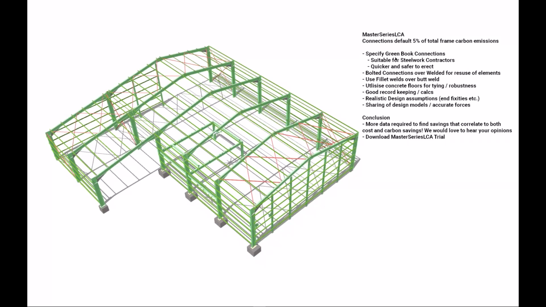But there's some tips that I have found. Specifying Green Book connections is recommended to allow steelwork contractors, who have already got their workshops equipped for these types of standard connections, more efficient fabrication. And then on site, it's more straightforward to erect, and it's faster and safer for workers familiar with the standard connections. Using bolted connections over welded means that the connections are demountable and can be easily reused or recycled. And then on a side note, standard bolts are preferred over high strength friction grip bolts, which are not reusable.